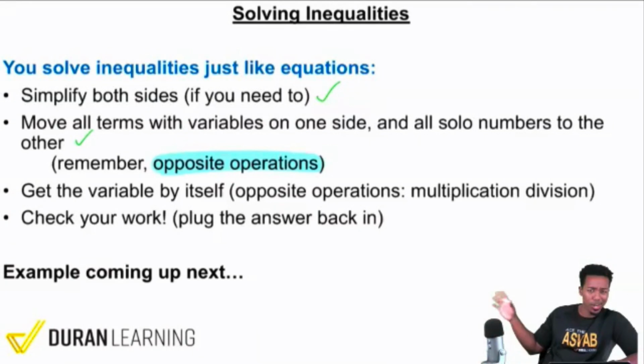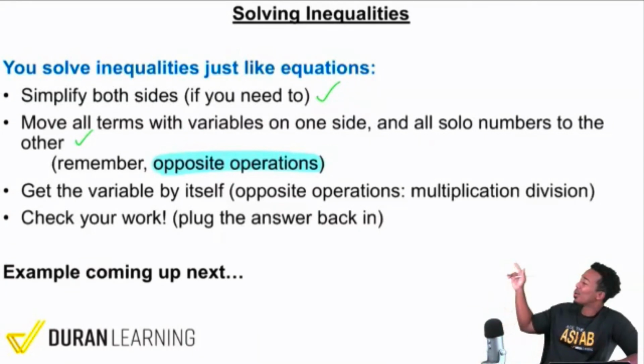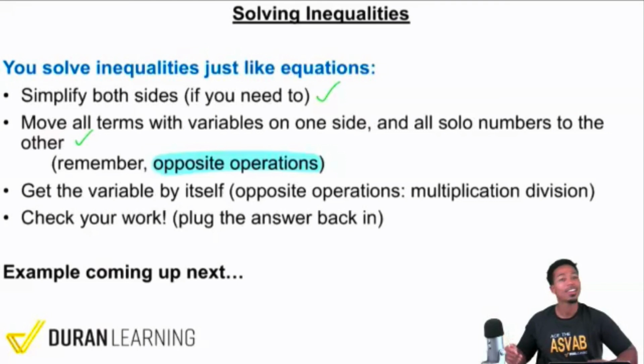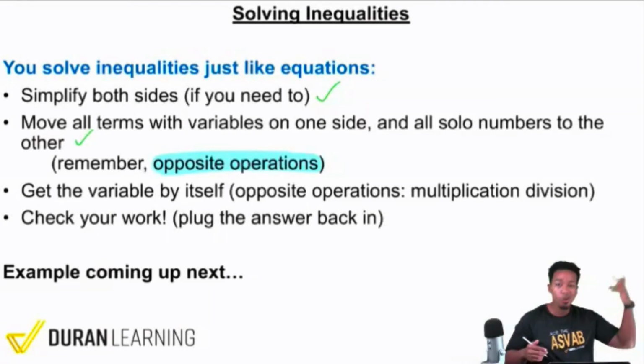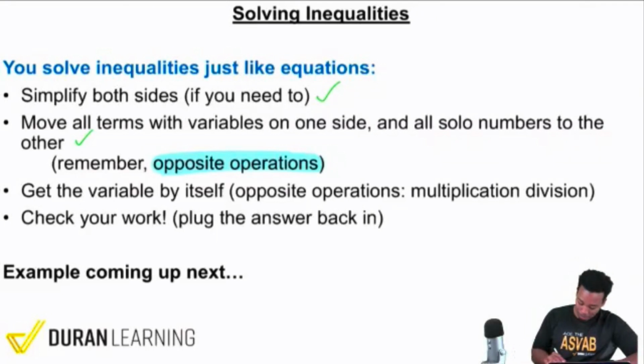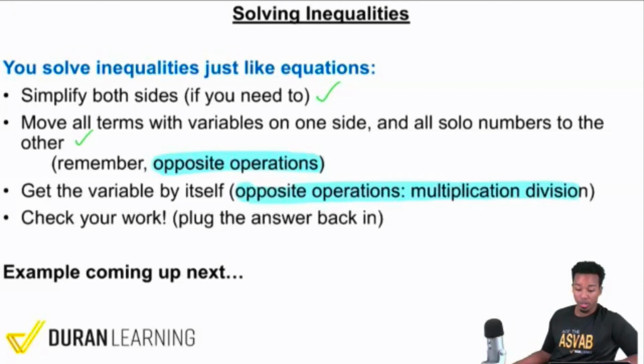All right. Then next, once you do that, you'll get the variable by itself. And don't worry, we're going to go over examples. I got you. But we're going to get the variable by itself, again, with opposite operations. If you see a number being multiplied to it, divide. If you see a number being divided, multiply. It is straightforward, just like that. And again, plenty of examples to come. Then lastly, checking our work.